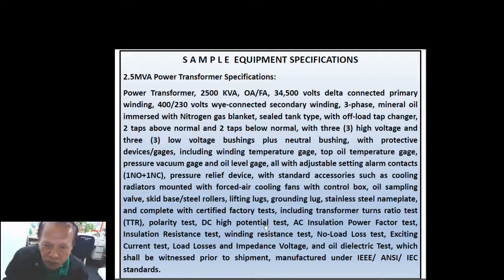pot test or high potential test, AC insulation power factor test, insulation resistance test, winding resistance test, no load loss test, exciting current test, load losses and impedance voltage, and oil dielectric test, which shall be witnessed prior to shipment, manufactured under IEEE, ANSI, IEC standard. So something like that. So just for your reference, if you are an electrical practitioner and you are going to specify your transformer.